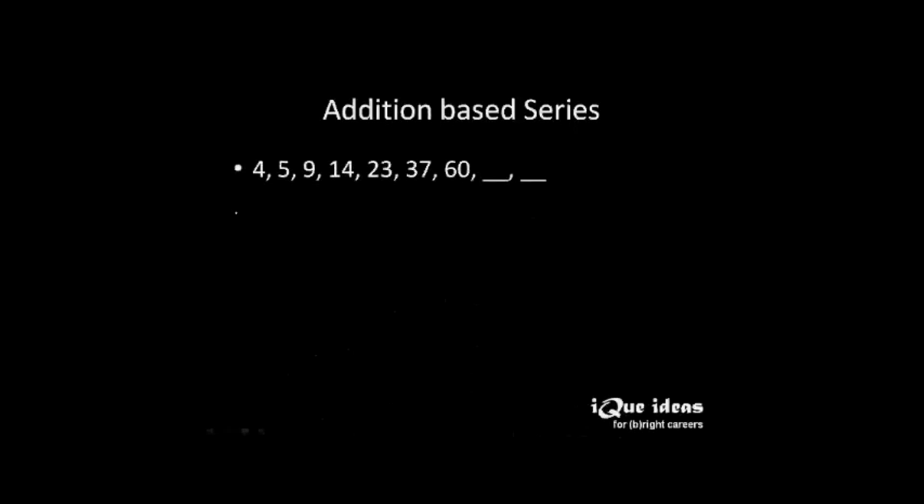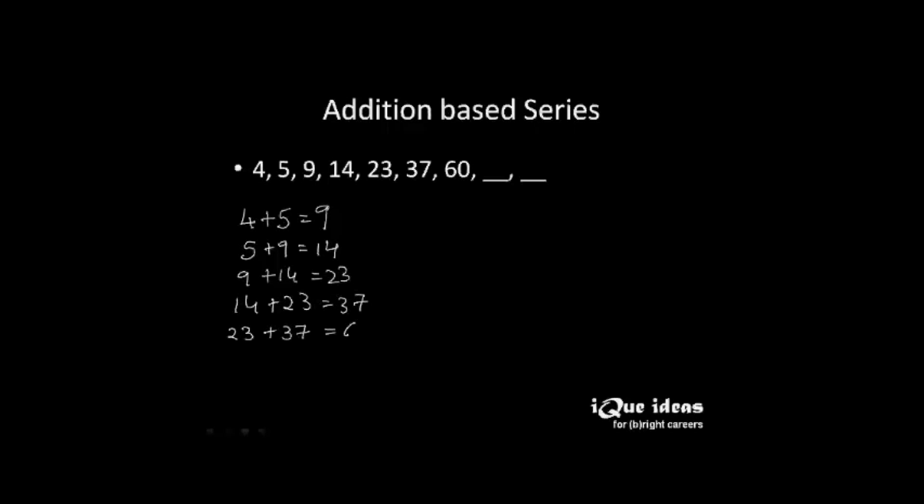In this example, you should be able to identify that 4 plus 5 gives you 9, 5 plus 9 gives you 14, 9 plus 14 gives me 23, 14 plus 23 gives me 37, and 23 plus 37 gives me 60. So what am I doing? I'm adding the first two numbers to get the third, the second and the third to get the fourth, and the third and the fourth to get the fifth, and so on.